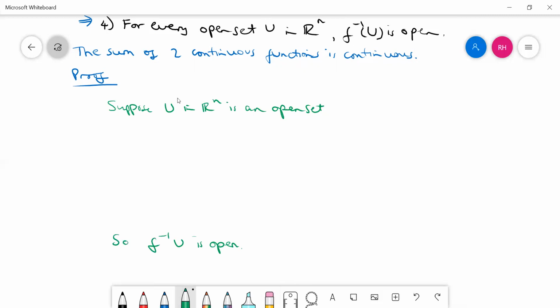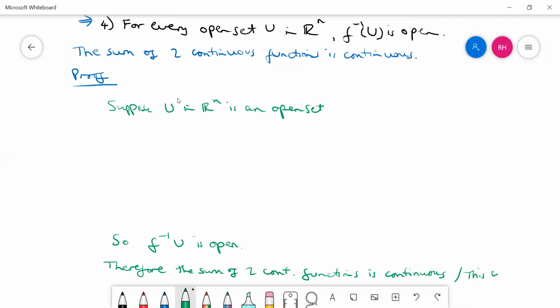And then we would say therefore the sum of 2 continuous functions is continuous. Now, I haven't said at this point that the direct proof will work, but that's a good place to start. For the last line, we might just put, this concludes the proof. You could even do that. Okay, good.